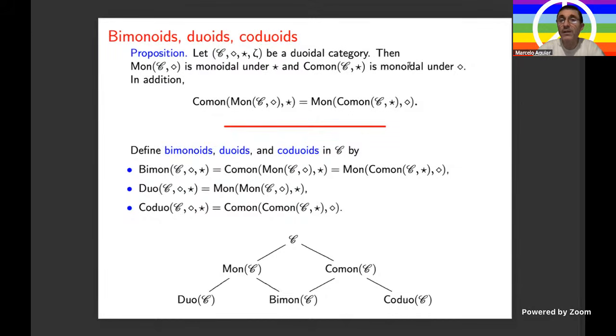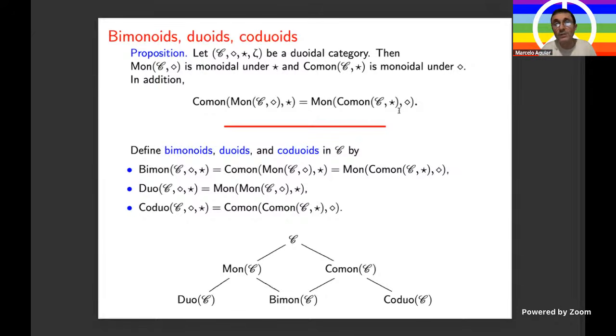And similarly, you have this other monoidal category of star comonoids. This one inherits the first monoidal operation, the star operation. So this category is monoidal under diamond. And in addition, one can check very quickly that if you look at comonoids in this category, necessarily with respect to star, and monoids in this category, necessarily with respect to diamond, then those two notions coincide. There is an equivalence between those two categories.